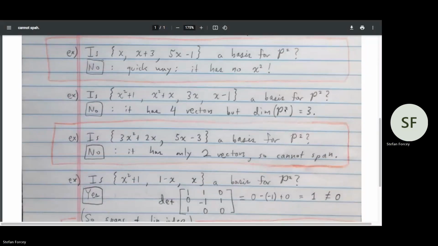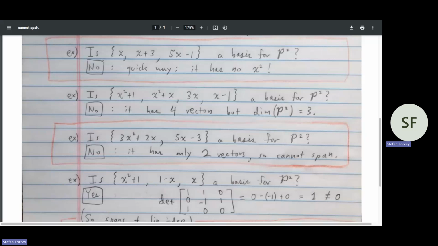Okay, here's an example. Is x plus 3, and 5x minus 1 a basis for P2? This one has the answer no, but there's even a new way of answering this question. We could have noticed that it has 3 vectors. That's the right number. Dimension of P2 is 3.